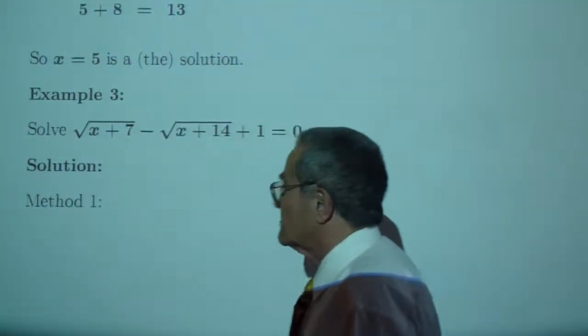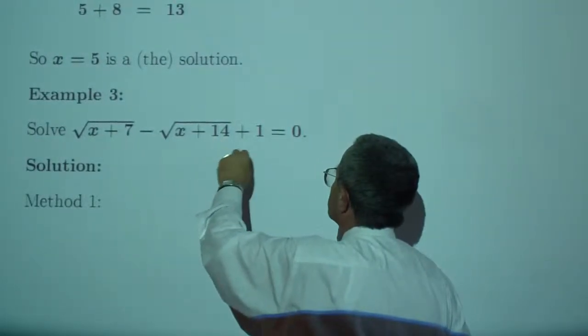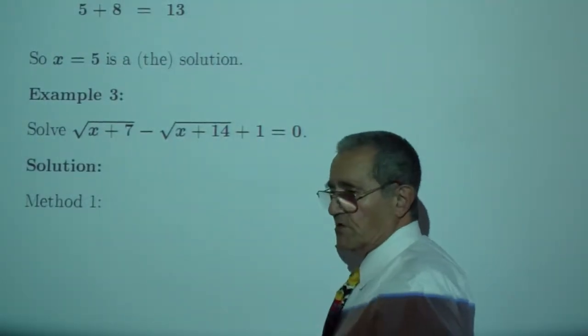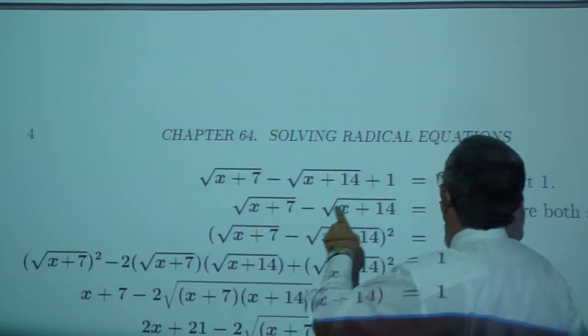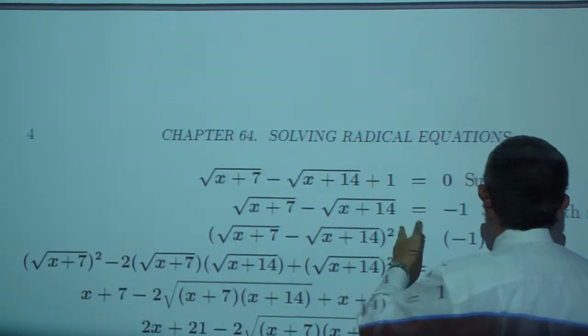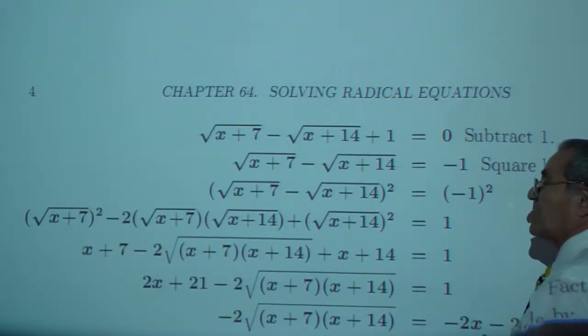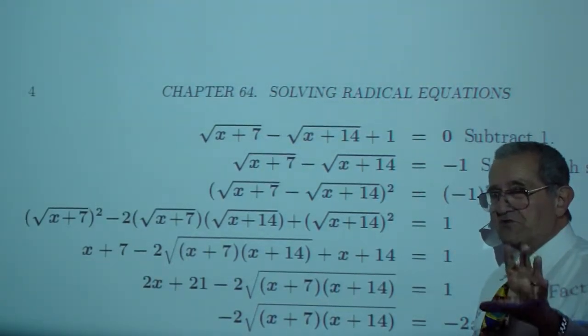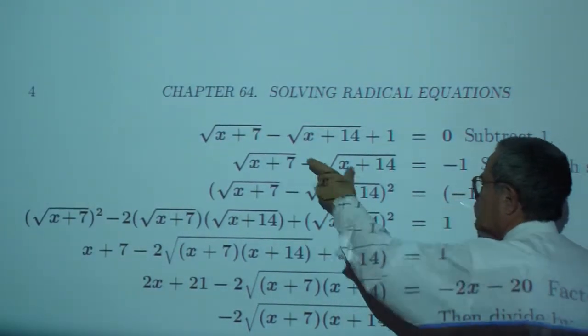Example 3. Solve the square root of x plus 7 minus the square root of x plus 14 plus 1, which is 0. Isolate the square root. So we have decided to subtract 1 from both sides. Suppose you don't isolate the square root like I have done here. So we have two square roots left.